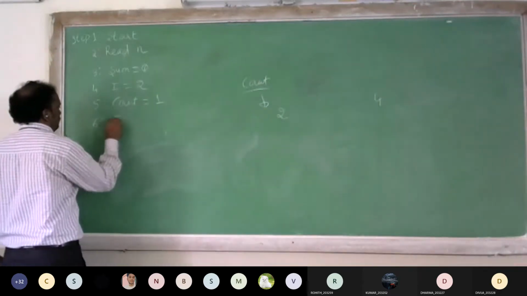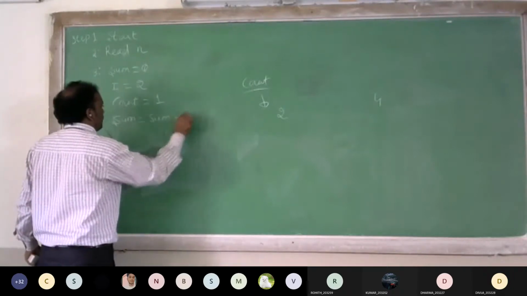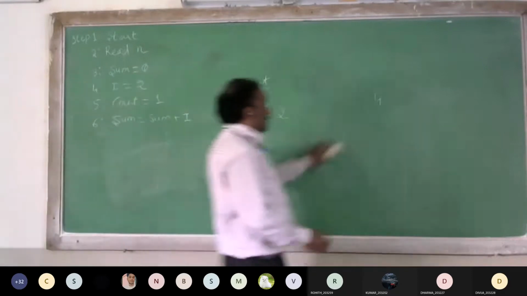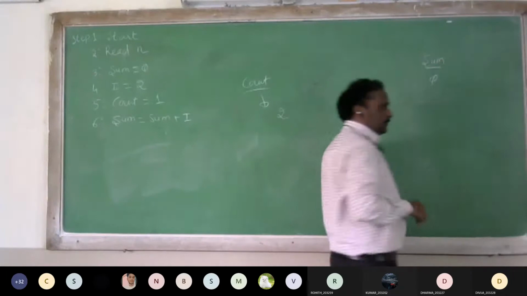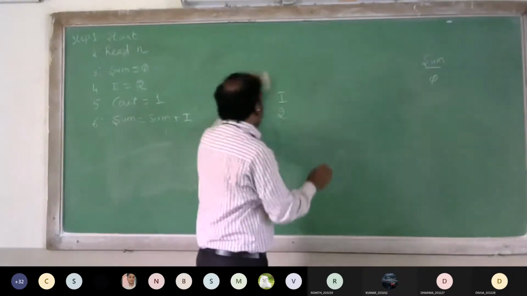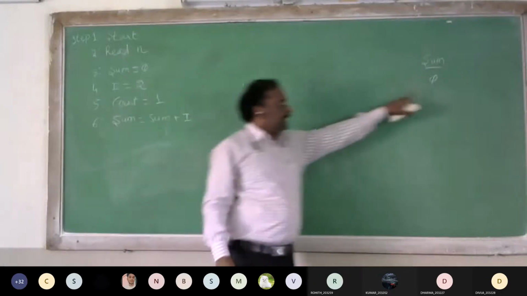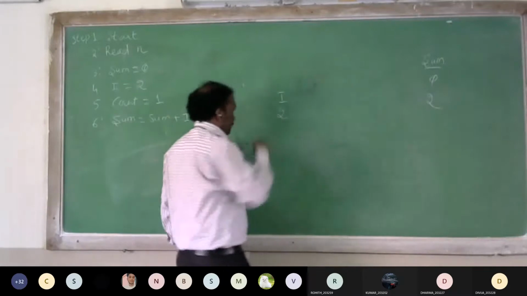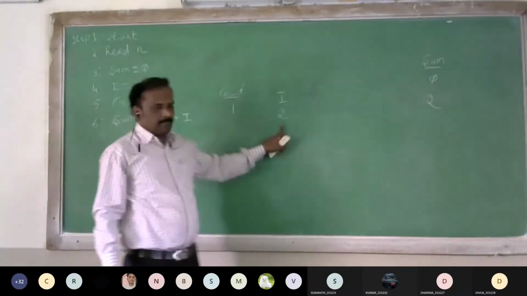Sixth step. Sum is equal to sum plus I. Now what is the sum we have got? Sum earlier it is 0. We have added 2. Say that this is I. I is 2. We have got one number. Add this one number to sum. So what is the count? Count is 1. We have added one number.